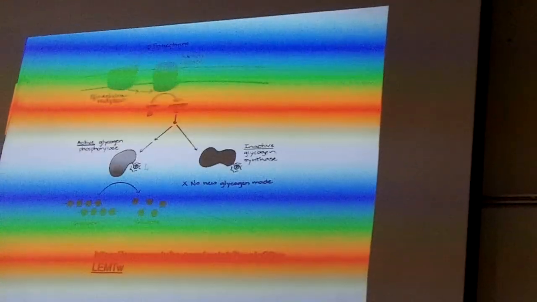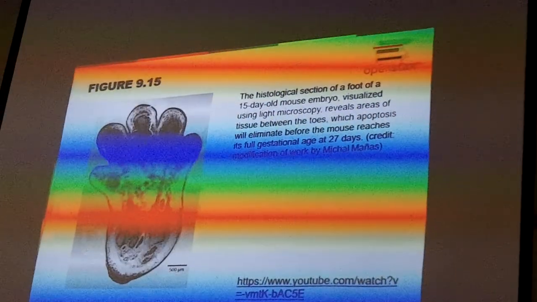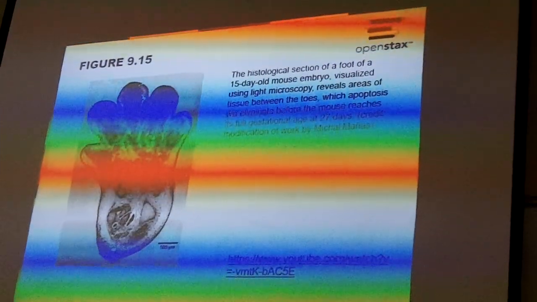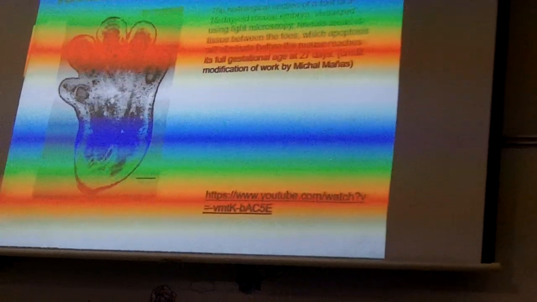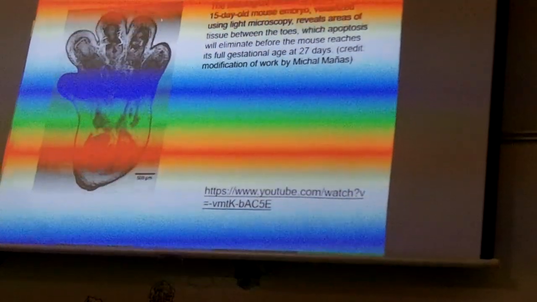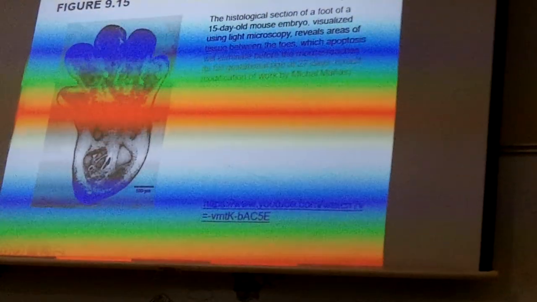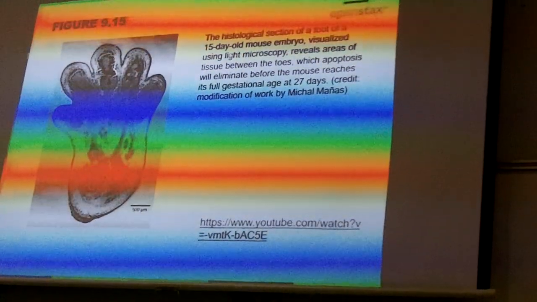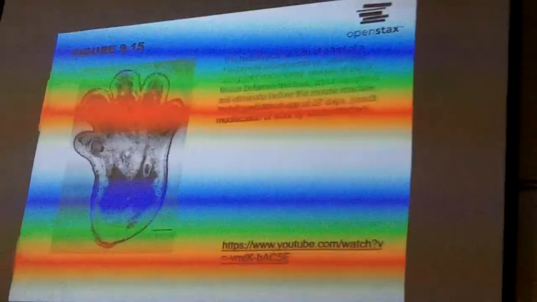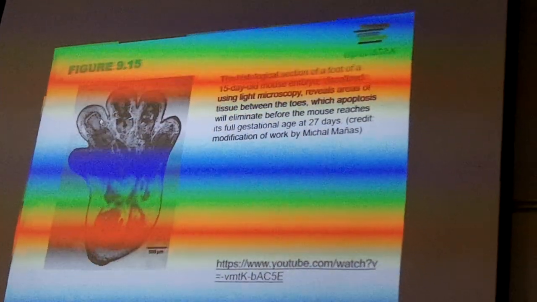Now, the signaling cascades that we're talking about, where we receive a signal and then all this stuff happens and there's some response, there's just thousands of different effects that can have. This is a foot of a mouse embryo, 15-day-old mouse embryo. And one of the effects of this signaling cascade is called apoptosis.